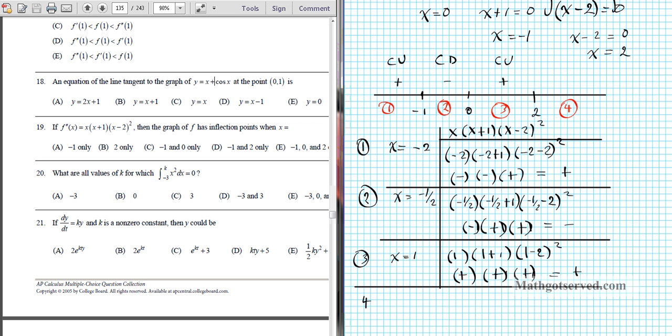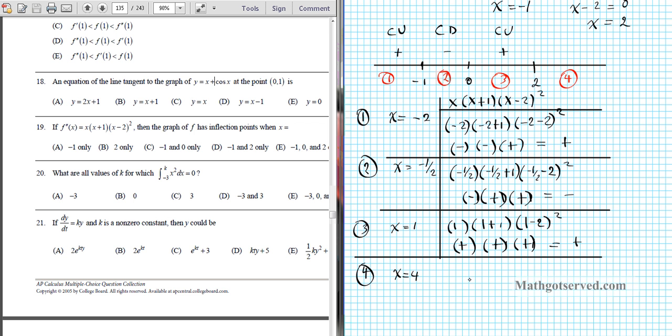What are we going to test? What is a good number to pick? Well, how about we work with 4, just to match this 4. It doesn't even matter what you pick, as long as it's bigger than 2, you're fine. Anyway, we're going to be testing x equals 4. We just plug it into the second derivative function and see what the sign is.